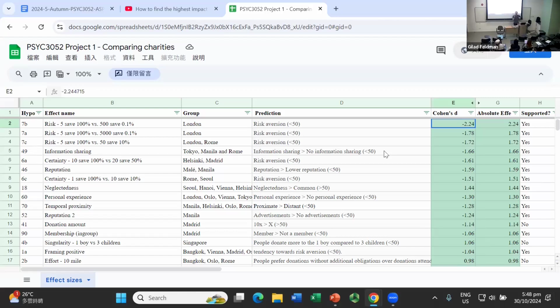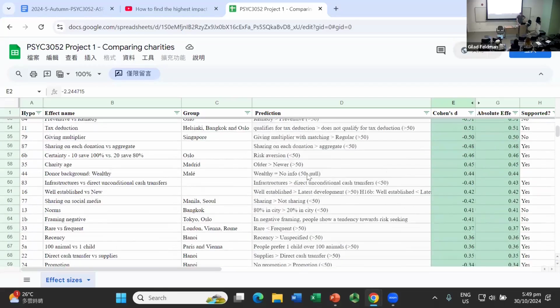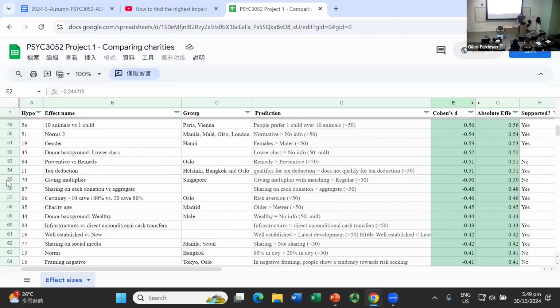So people don't like to donate to charities that involve risk. They want to know that if they donate some money, it goes to where it's supposed to go, not something that is uncertain. So they really like certainty and they like to reduce risk. And this is a very big effect. We don't normally see effects of 2.24. But what's amazing about this is that the teams came up with so many good hypotheses that all the way up to, where are we here, 55 hypotheses had an effect size of over Cohen's d of 0.5. So very substantial. So teams did a really good job.